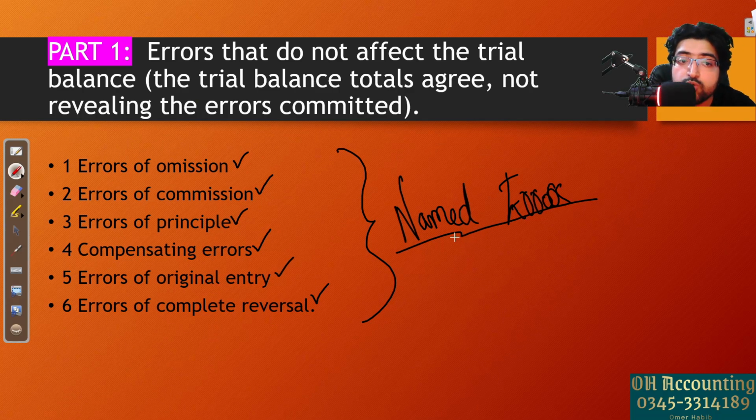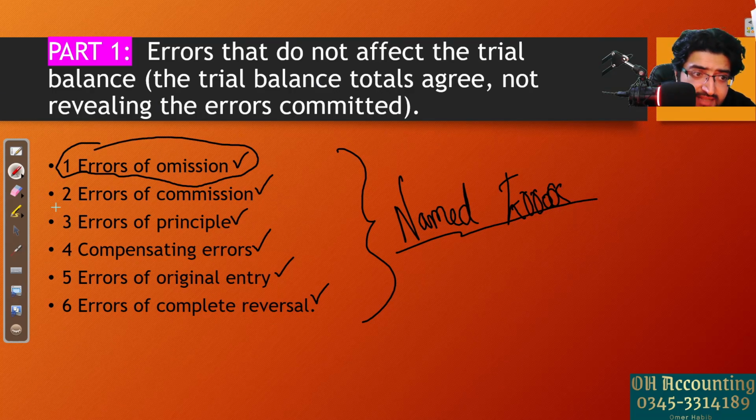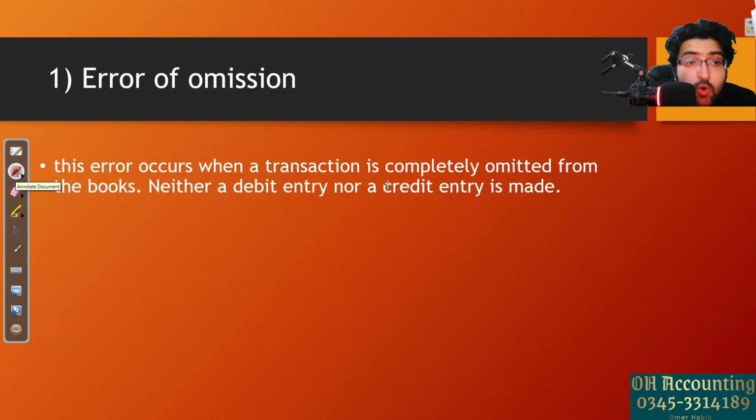Okay. And you will get to know how and why one by one when I discuss these errors with you one by one. We will start with errors of omission first, and then I will explain it to you why these errors do not affect the trial balance and how do we correct these errors. Okay, first of all, the error of omission. Let us read the definition of this error first. This error occurs when a transaction is completely omitted from the books.